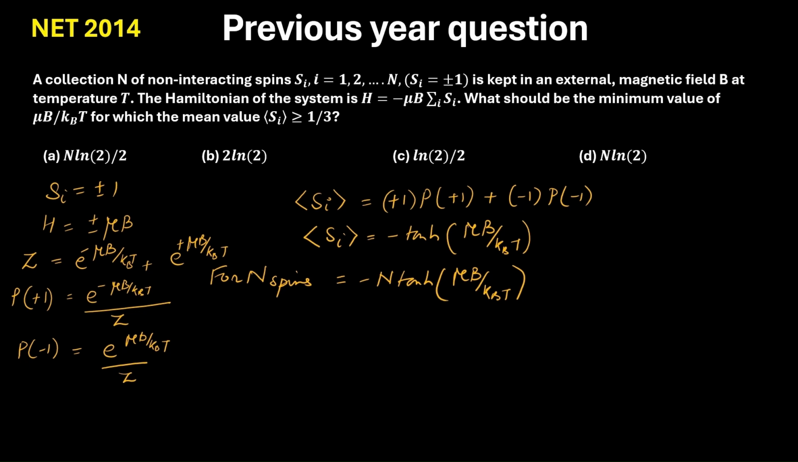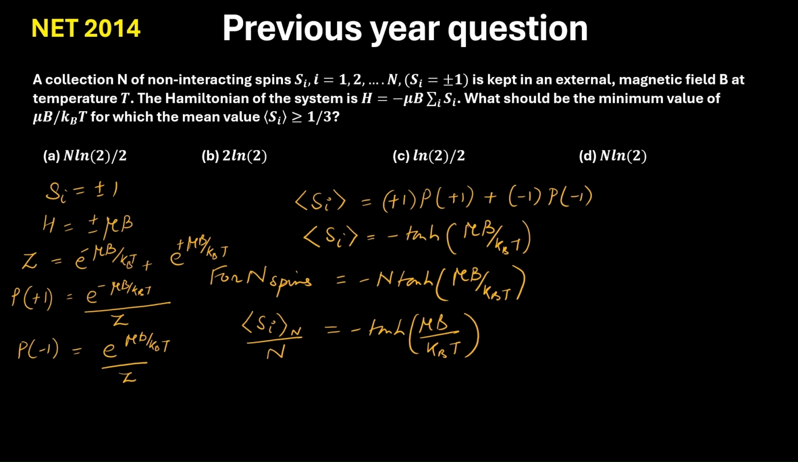Now we have got the average value of S_i. Now they are asking for the average value per spin, right? So if I want to find per spin, it will be the sum of S_i for N particles divided by N. So it will be minus tanh(mu B by k_B T).